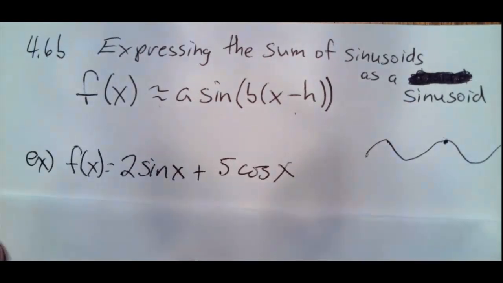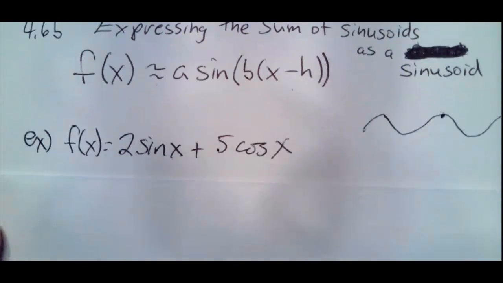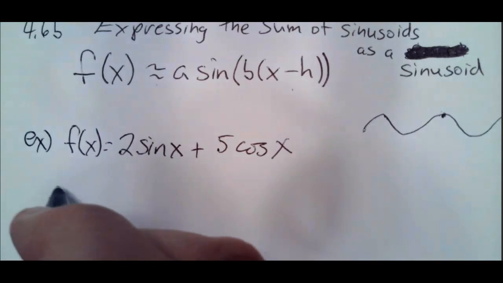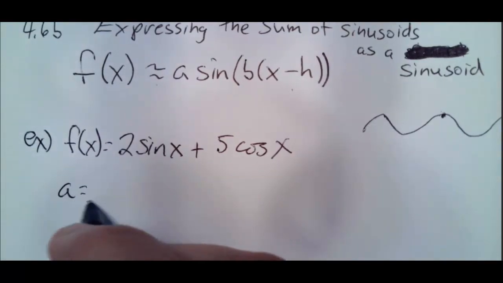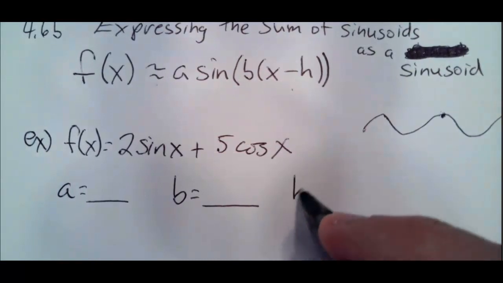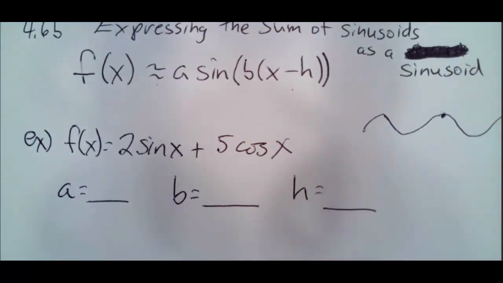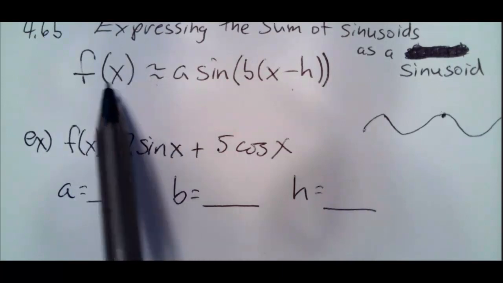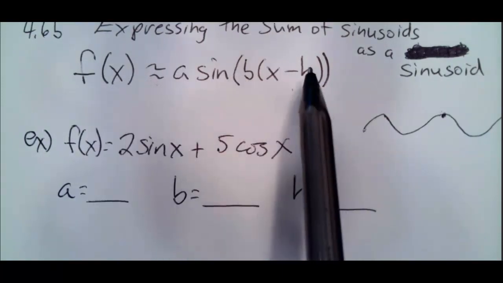So I want everybody to copy this first example down. F of x is equal to 2 sine x plus 5 cosine x. And what I'd like you to do is write down A, B, and H. These are the three variables that we're going to find, A, B, and H.